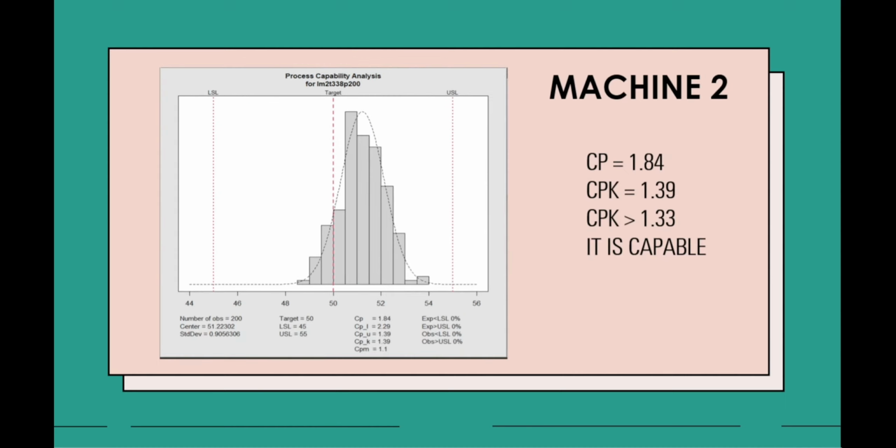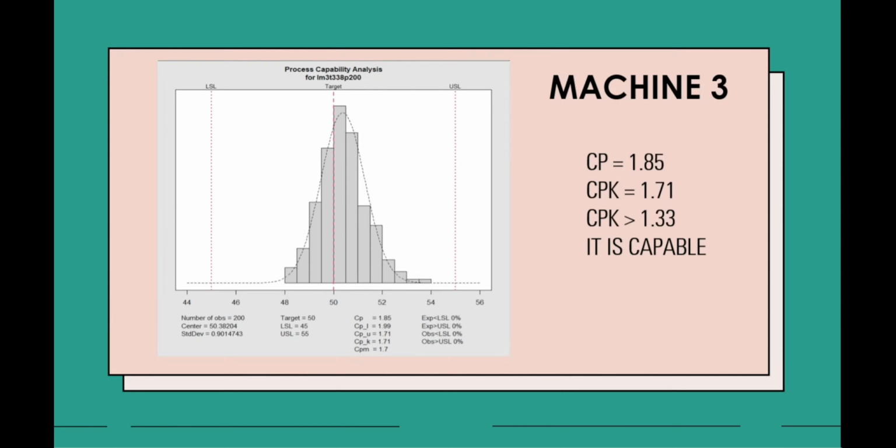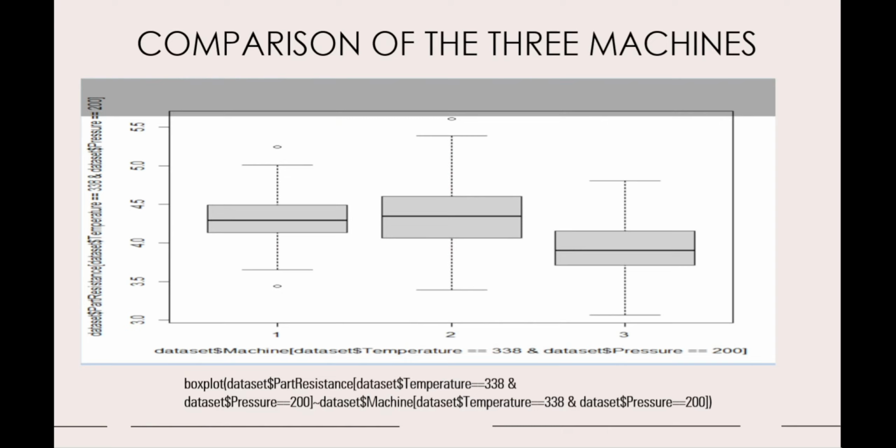For machine 2, the CP value is 1.84 and the CPK value is 1.39. The CPK value is also bigger than 1.33. It shows that machine 2 is capable. And for machine 3, the CP value is 1.85 and the CPK value is 1.71. The CPK value is also bigger than 1.33 and it shows that machine 3 is also capable.